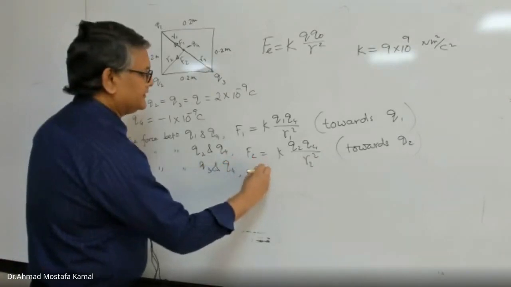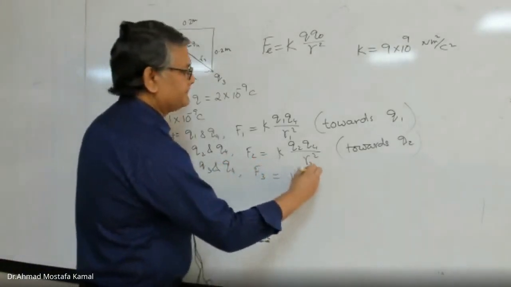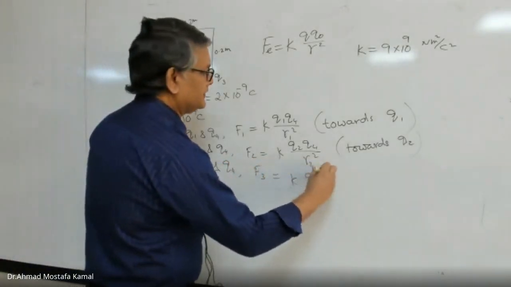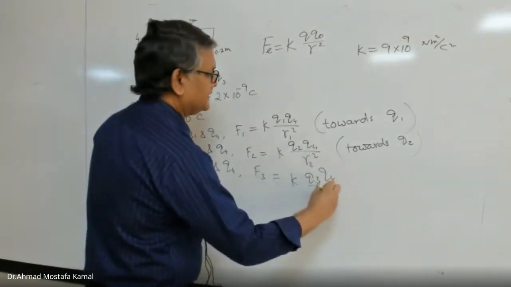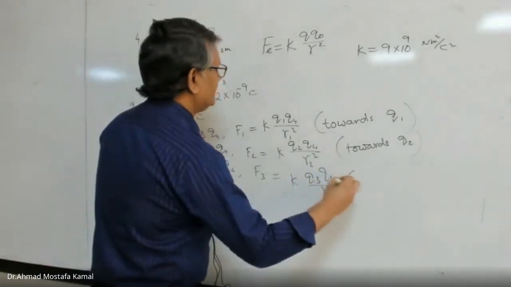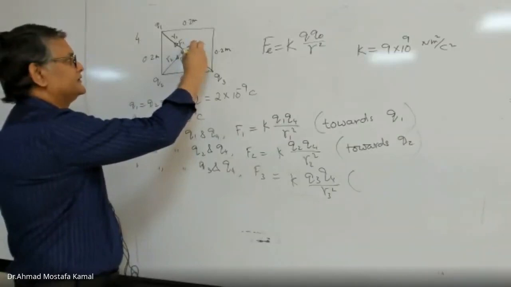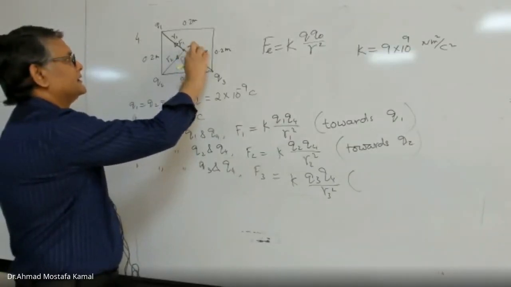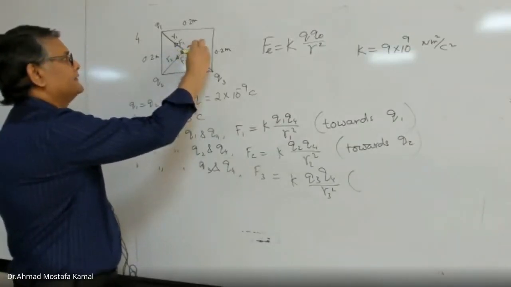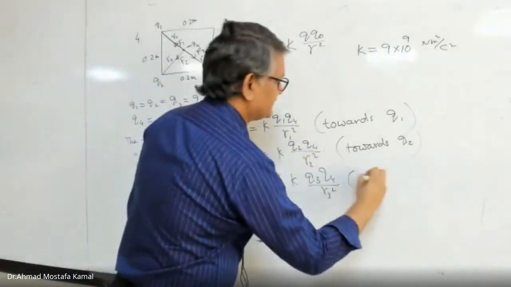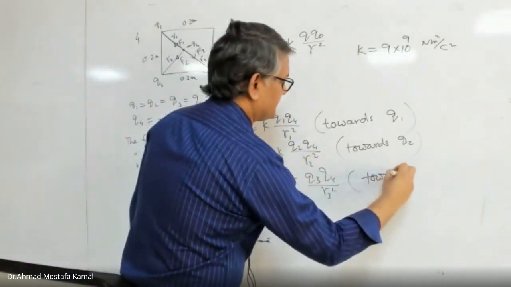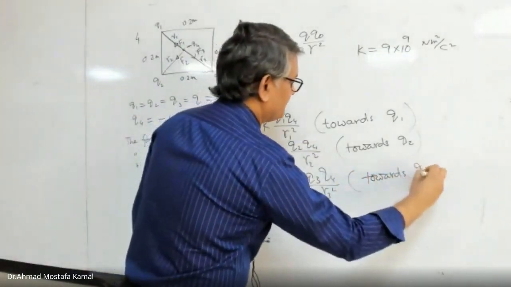Okay. And finally, third force, Q3 and Q4. And this F3, this is equal to K, Q3, Q4 by R3 square. And what is the direction? Towards Q3. Right, towards Q3 again. Attraction force, so এই কারণে এদিকে যাবে. This is the direction of F3, so towards Q3. That's good. Okay.